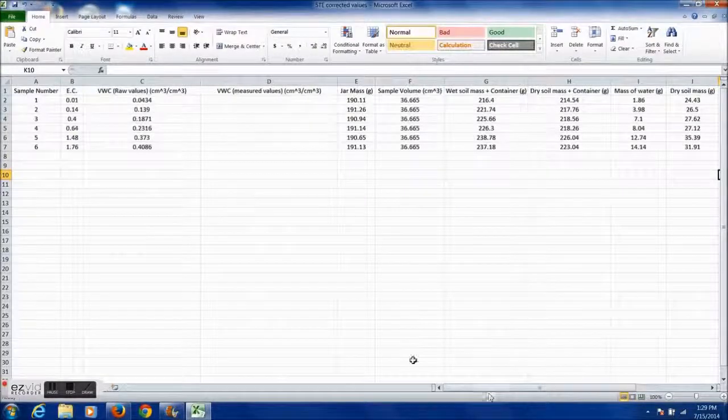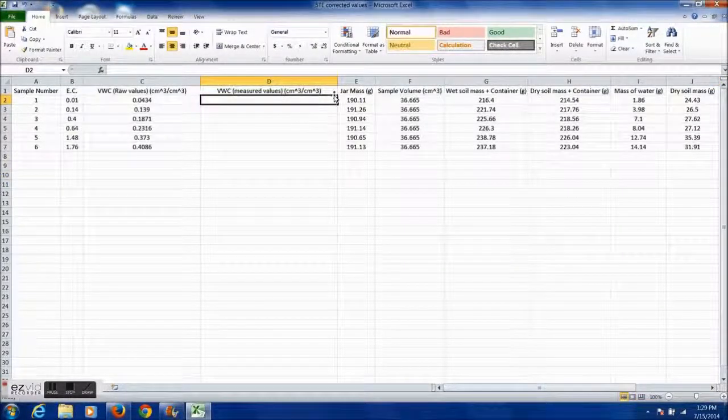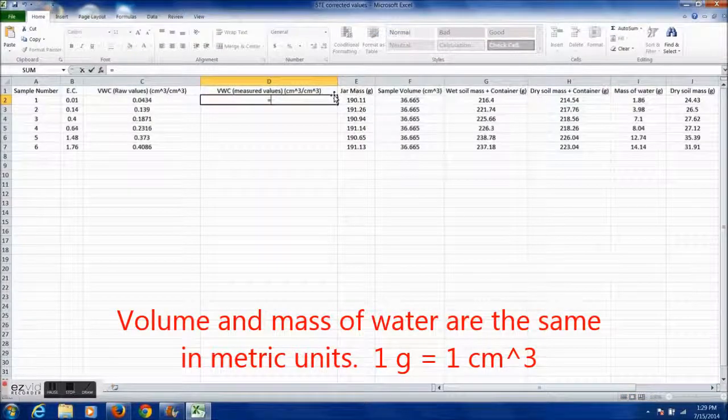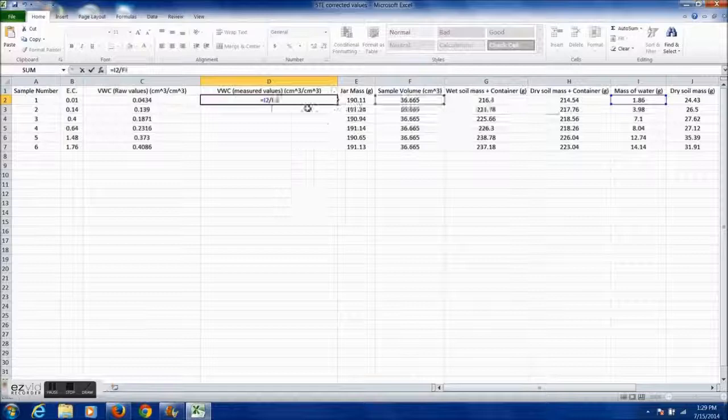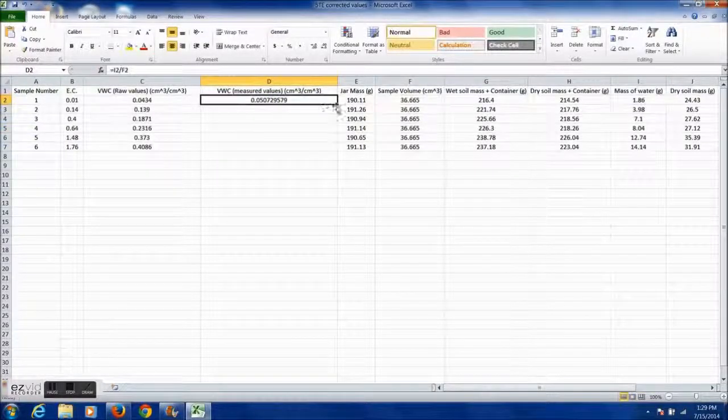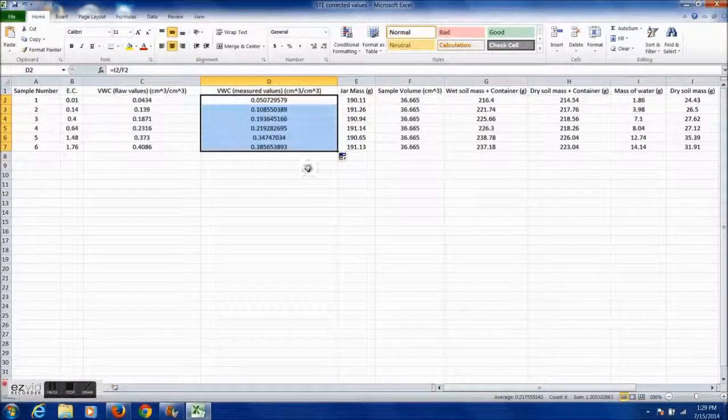And finally, to find the calibrated volumetric water content, divide the mass of water by the sample volume, which is equivalent to dividing the volume of water by the volume of soil, since the density of water at 20 degrees Celsius is 1 gram per cubic centimeter.